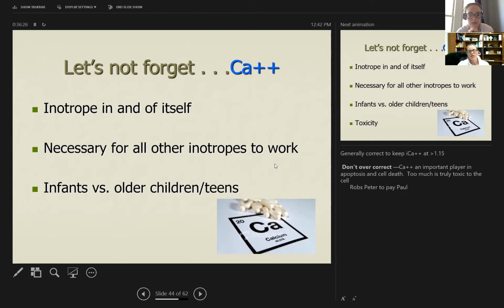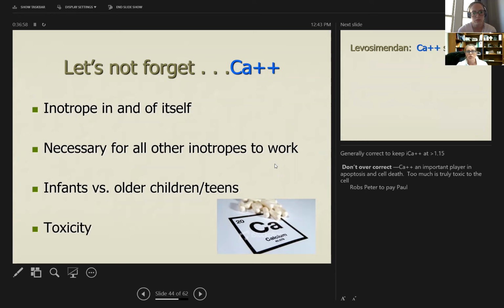Older kids, teens, we don't see quite as potent an effect, but you'll definitely see that if your ionized calcium level in those kids is low, like 1.0, 1.05, your pressors just don't seem to work nearly as well. And so I put this on here for you to remember. We're going to keep a close eye on our ionized calcium in any of these kids who are in shock, who are needing vasoactive substances, because you're really going to want to keep it in a normal range. But this isn't a situation where if a little bit is good, more is better.